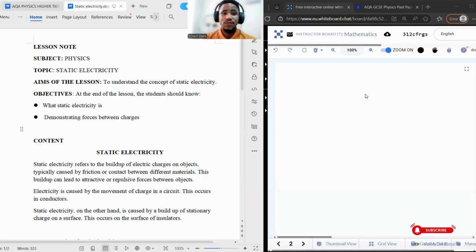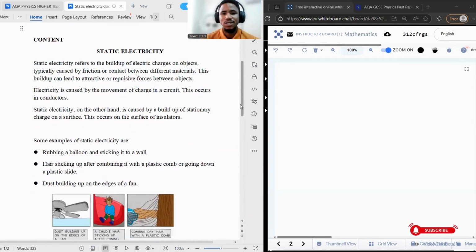Our subject for today is physics, while our topic is static electricity. The aim of today's lesson is for you to understand the concept of static electricity, and today's objective is for you to know what static electricity is and demonstrate forces between charges. So now, what is static electricity?